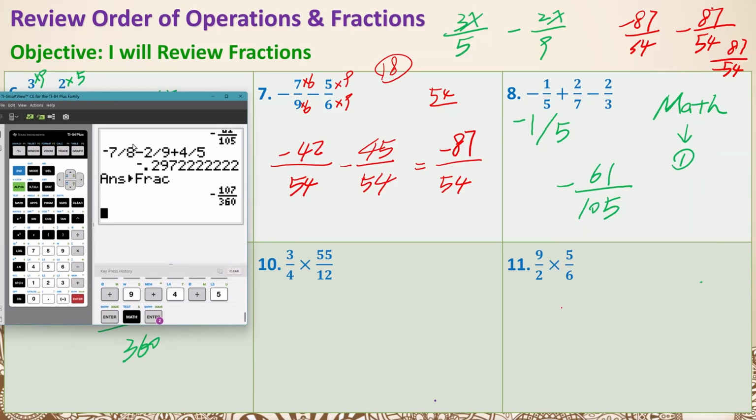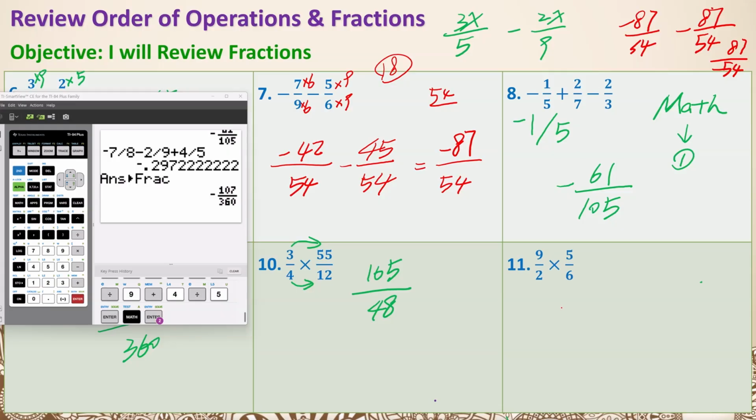Okay, now for number 10, you can also type in your calculator. Let's actually do some quick calculation. For multiplication, we do not need a common denominator. We're just multiplying across. 3 times 55, which is 165. 4 times 12 is 48. But then we do actually need to simplify our fractions.